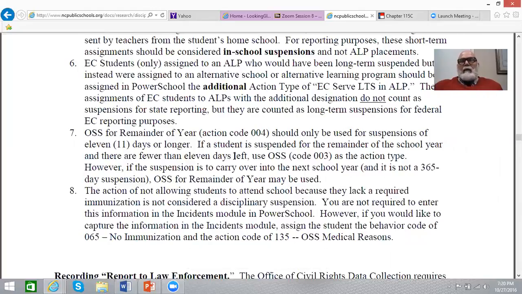It says so right here in the state manual. This is the North Carolina manual that speaks to EC students who can be assigned to an alternative learning placement who would have been long-term suspended but were instead assigned to an alternative school. You can put them, and it tells you how to code them. They can be put into an alternative learning placement or an alternative school just like a regular ed kid, as long as they can be disciplined like any other child, but as long as what they're doing is not a manifestation of their disability. So we have some misconceptions here.